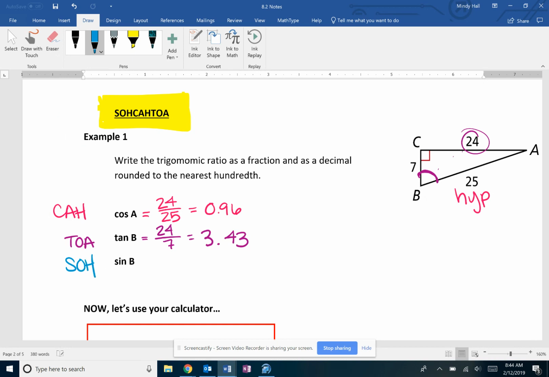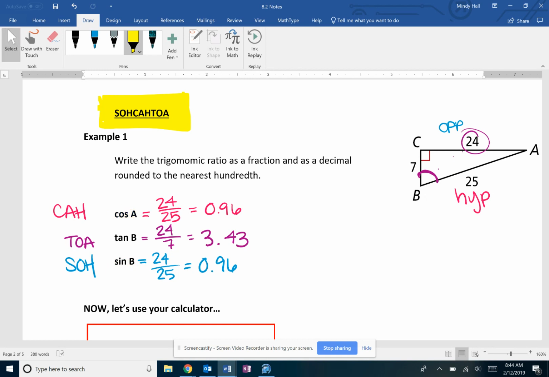Sine is the SO in SOHCAHTOA, and sine is opposite over hypotenuse. We are still looking at angle B, so it makes your life a little bit easier. Our opposite is over here at 24. So we have 24 over our hypotenuse of 25, which gives us 0.96 again. It's totally fine for them to be the same. If you notice with cosine and sine, we did cosine of A and sine of B. So because we switched the angle that we were looking at, it made our answers the same.